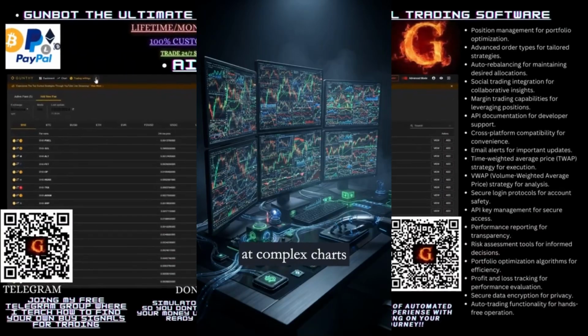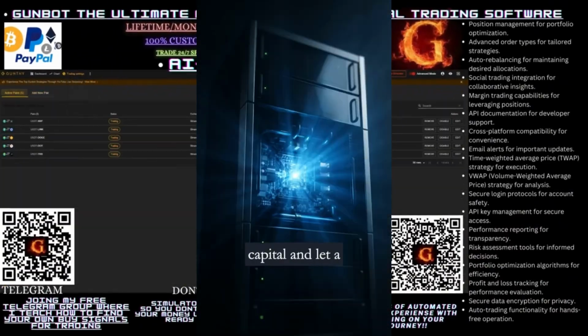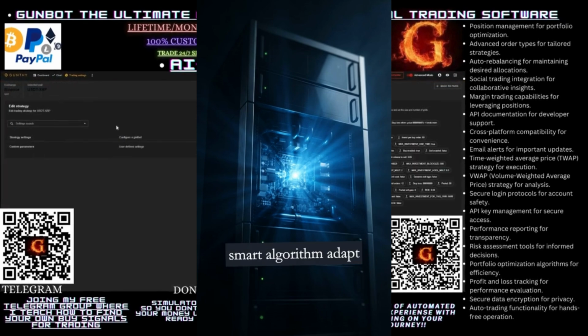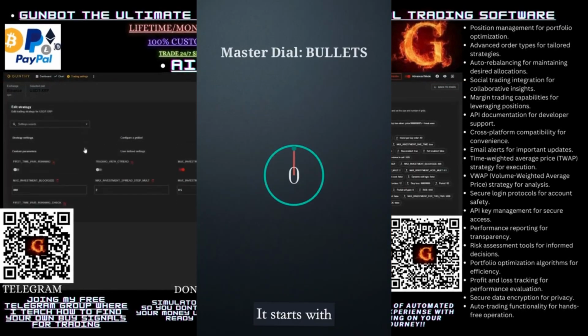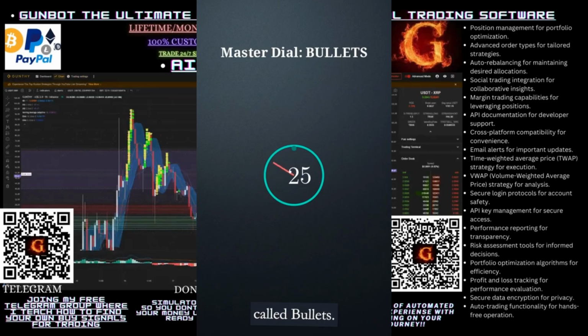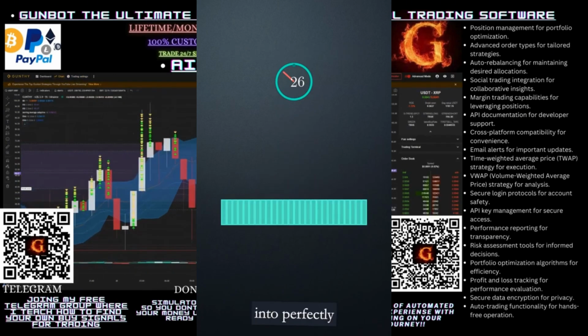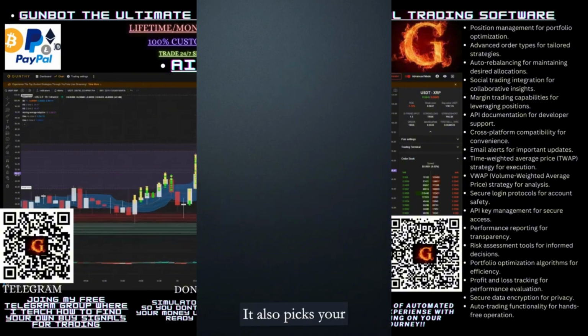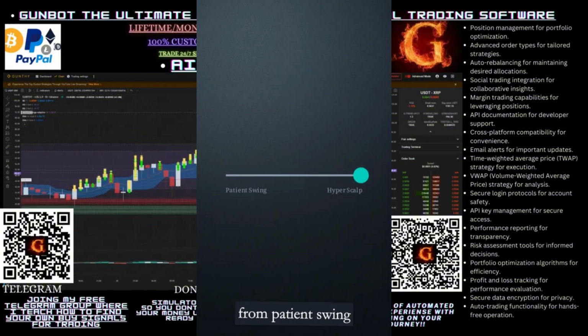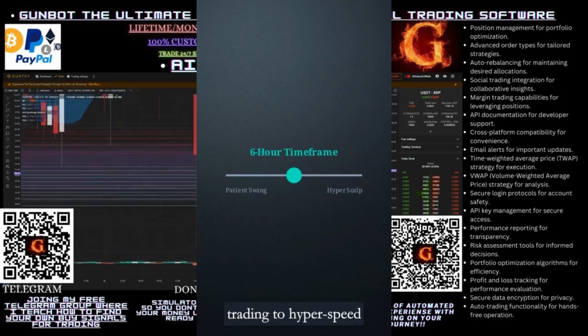Instead of staring at complex charts all day, you set your capital and let a smart algorithm adapt to live conditions. It starts with a master dial called bullets. Type in one number and it automatically divides your capital into perfectly sized orders. It also picks your trading speed, scaling seamlessly from patient swing trading to hyper-speed scalping.